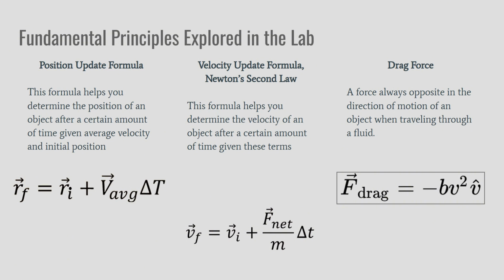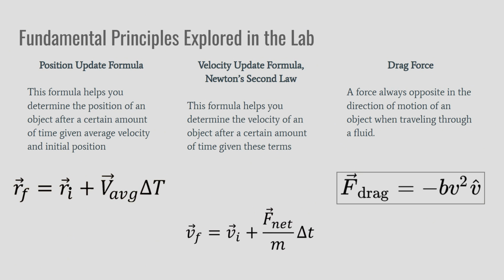Drag force is a resistance that is present when an object travels through a fluid, which could be water or even air, especially in this case where the force is air resistance. Drag force would equal negative b times the magnitude of velocity squared, and then multiplied by the unit vector velocity, where b is a constant. That way, this force is always in the opposite direction of the object's motion.